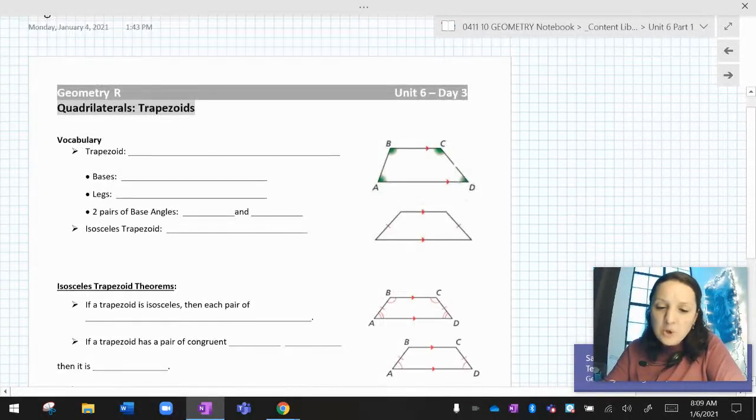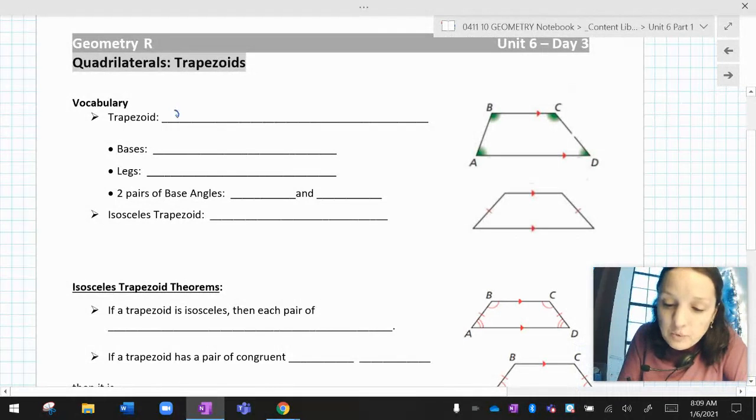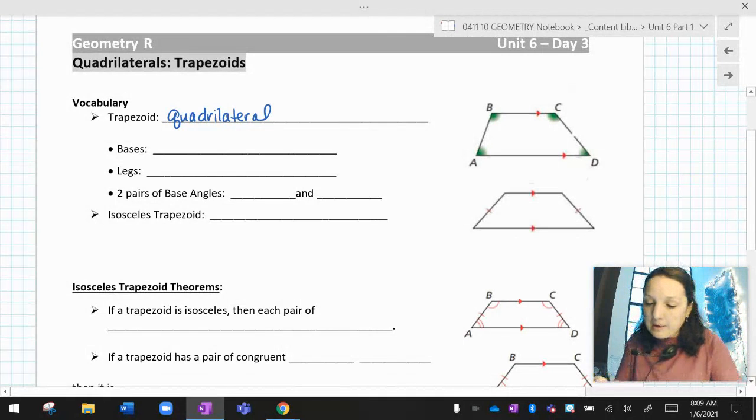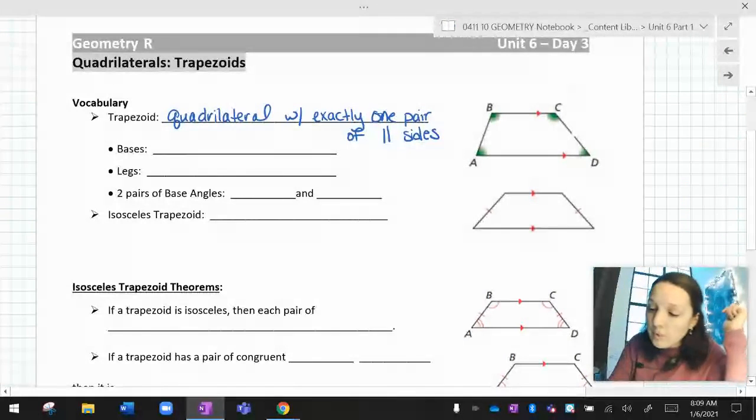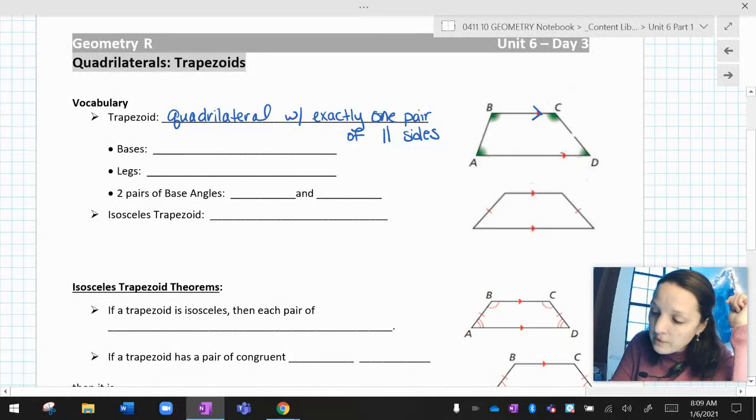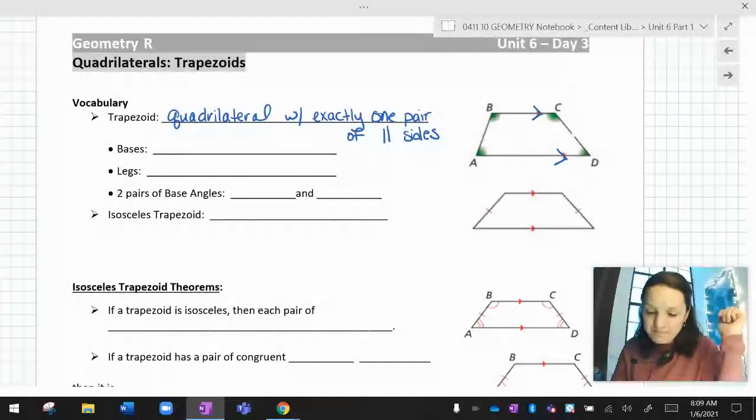All right, so what the heck is a trapezoid? A trapezoid is a quadrilateral that has exactly one pair of parallel sides. Okay, so in this picture, BC is parallel to AD, but BA is not parallel to CD. So that's what makes this a trapezoid.